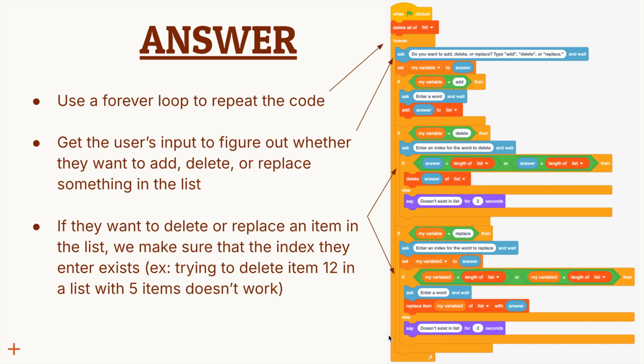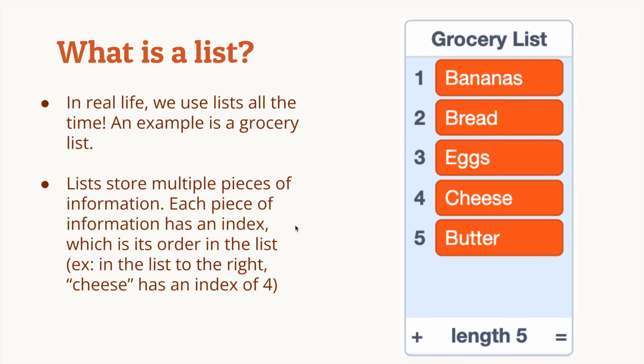Finally, we want to use if statements to check all the different possibilities. So the first possibility is if the user said they want to add something. If they do, then we're going to ask them what they want to add and then add that to the list. Now, if we want to delete or replace an item, things get a little bit more tricky. We want to make sure that the index is within the list if they are trying to delete or replace. So like I said before, if they want to delete or replace the 6th item in this grocery list, that's not possible. They can't do that because there is no 6th item here, right? There's only 5 items.